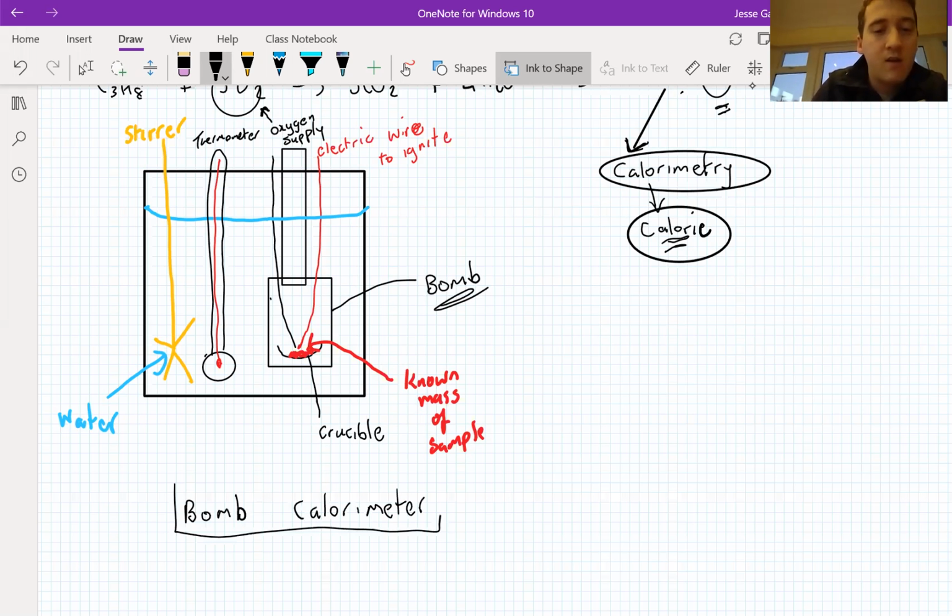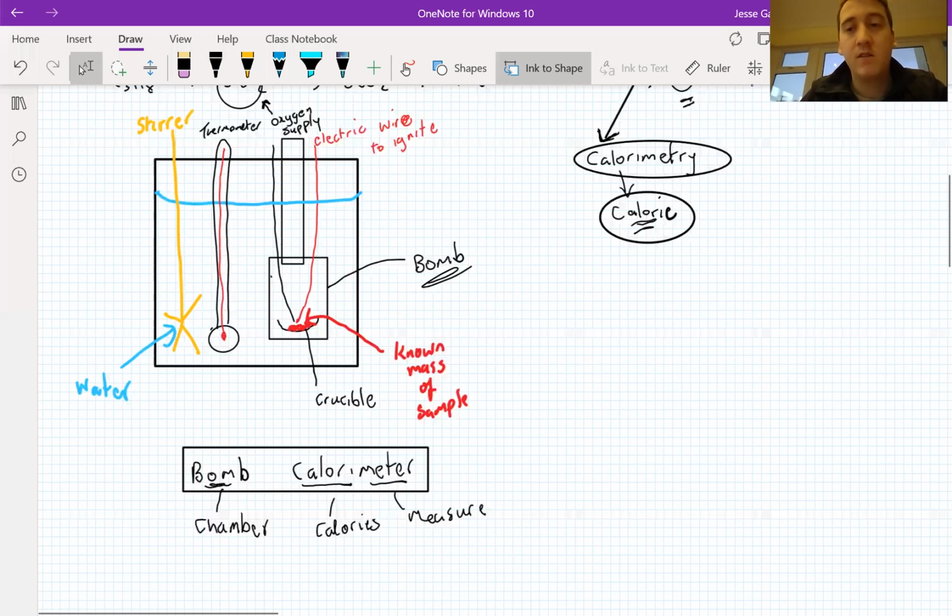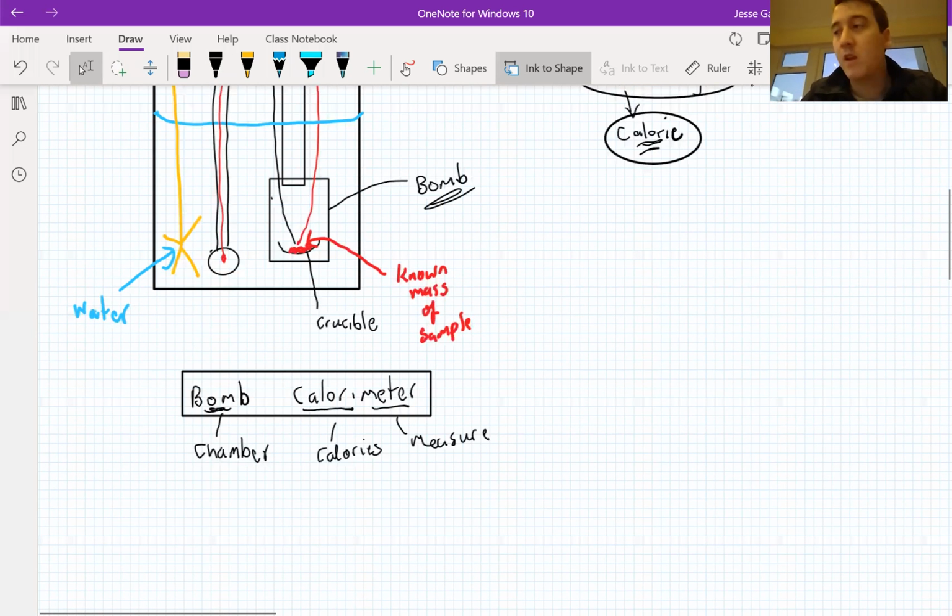Okay, now where does that come from? Bomb, because it's got this thing called a bomb inside. Calor, because it measures calories. Meter means to measure. So measure calories. And the bomb is the chamber. So put the fuel in the chamber, burn it, measure the calories. Okay, that's what it does.